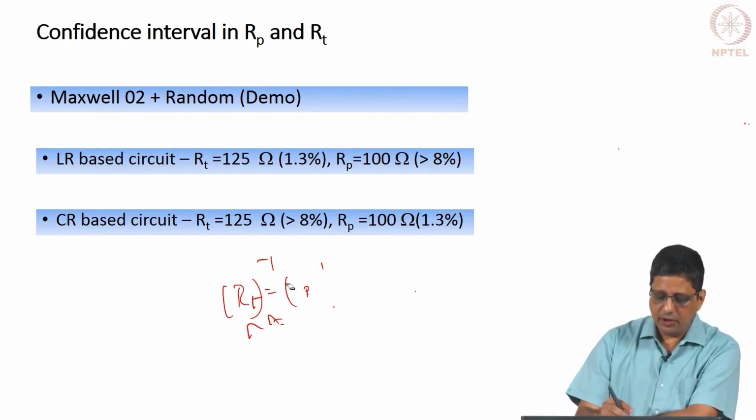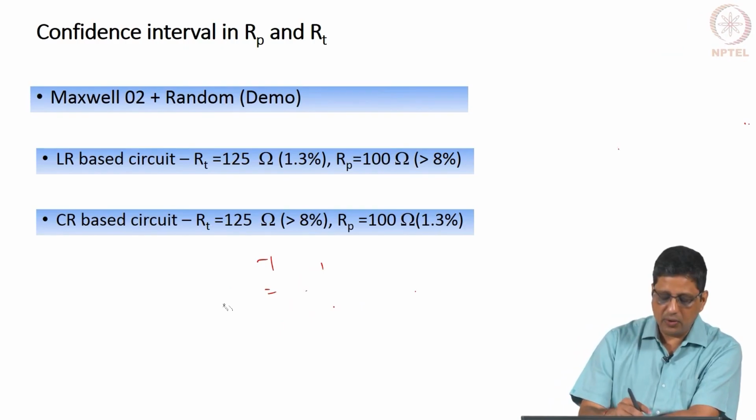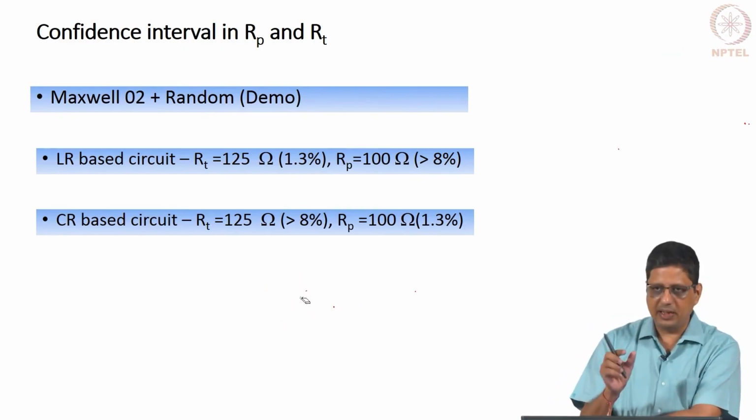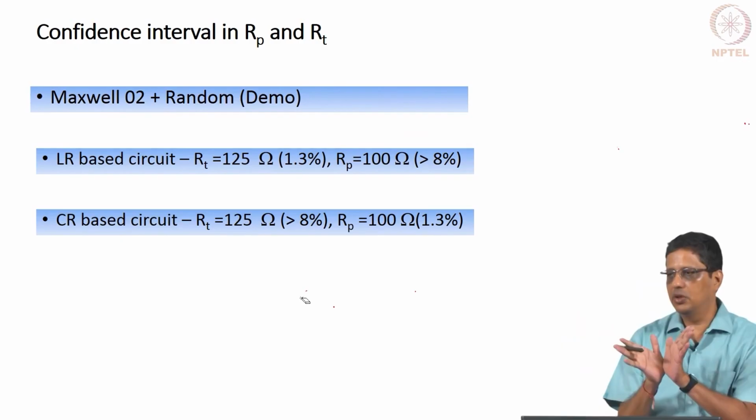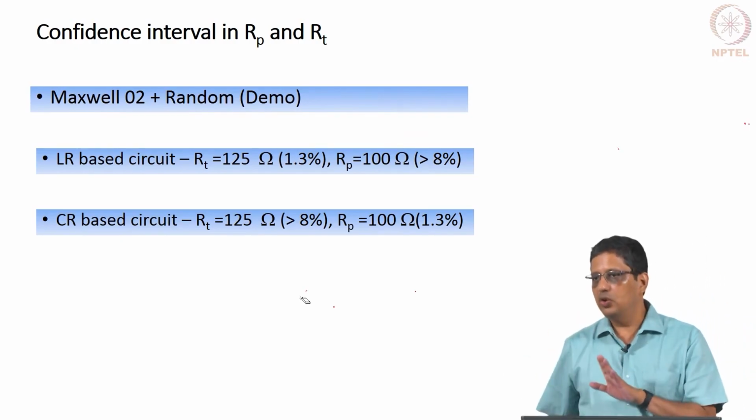What that means is, when you look at real data and analyze, you have to look at the confidence interval for the parameter values to know whether your circuit is good, or whether you have to add one more element. You have to do it with care.